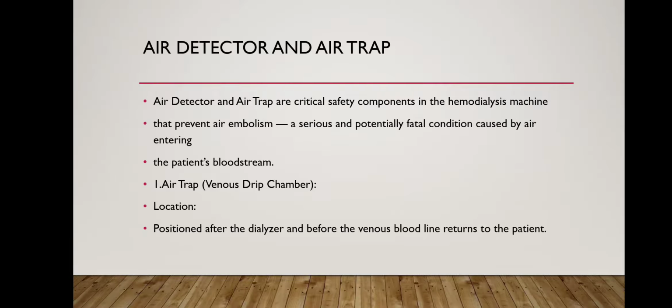Next one is the air detector and air trap. The air detector and air trap are critical safety components in the hemodialysis machine that prevent air embolism, a serious and potentially fatal condition caused by air entering the patient's bloodstream. The air trap is also known as the venous drip chamber. Its location is after the dialyzer and before the venous bloodline returns to the patient.